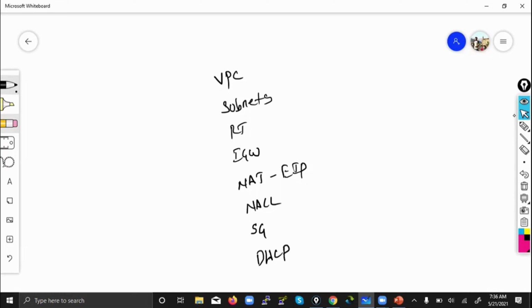Yeah, I guess this much on VPC, subnet, route table, internet gateway, NAT, security group, NACL, DHCP for IPs. So you see, we haven't discussed actually about the theory. Theory related.